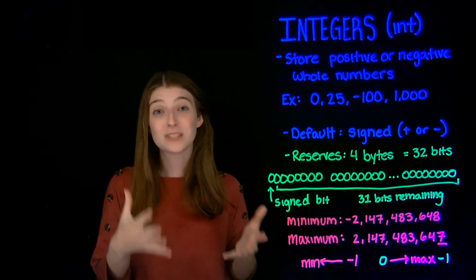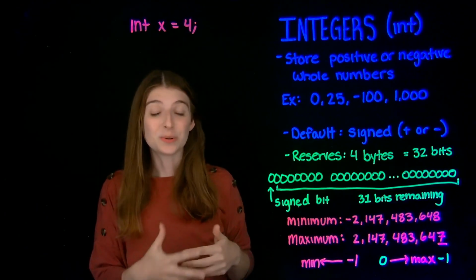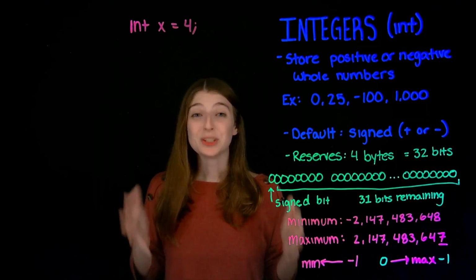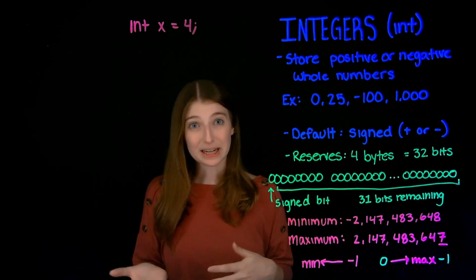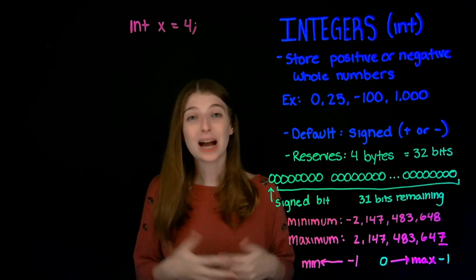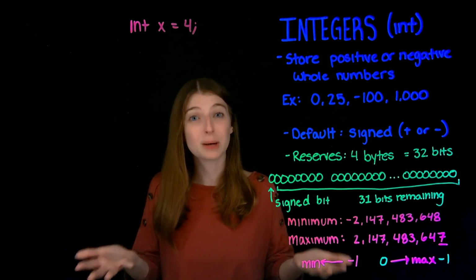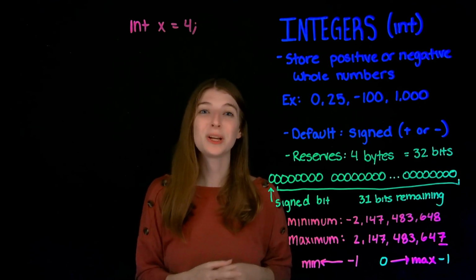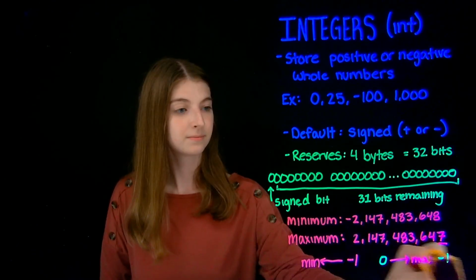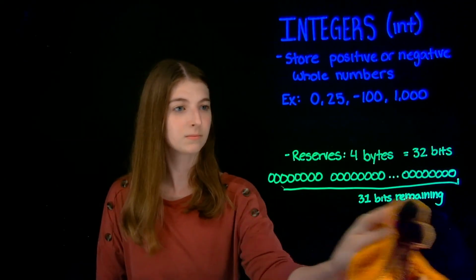So a variable of type int that's signed would look like this. Int x equals 4, or whatever your whole number value is. Now don't worry, you're not the one converting everything into binary. The computer is doing that for you every time you use a data type. I'm simply teaching you how to do this manually so that you understand what's happening behind the scenes. But at the end of this video, I'm going to show you how to use C++ code to calculate these same limits.